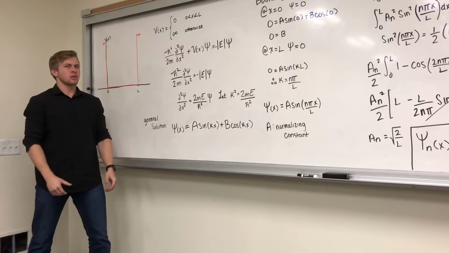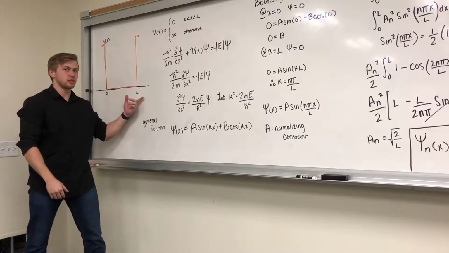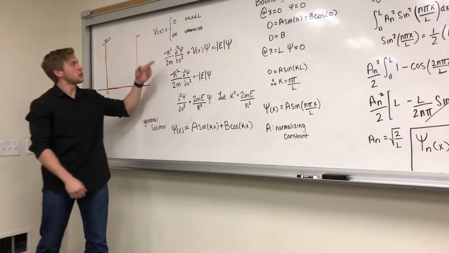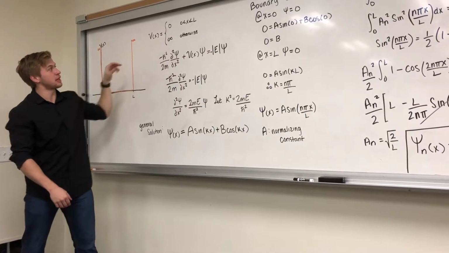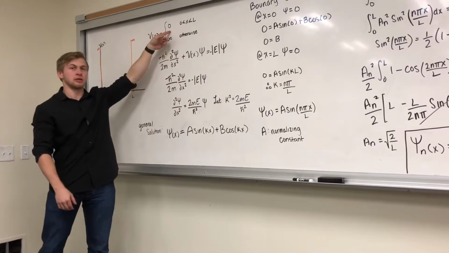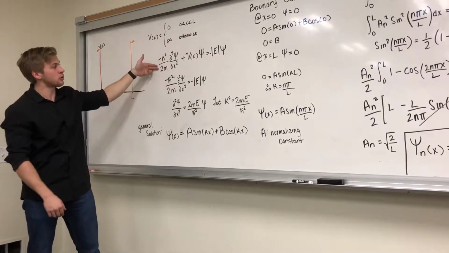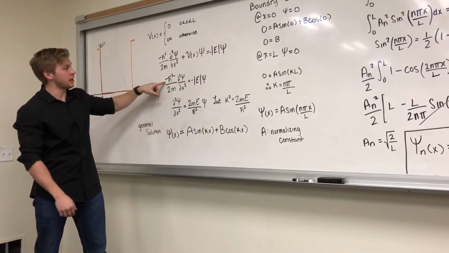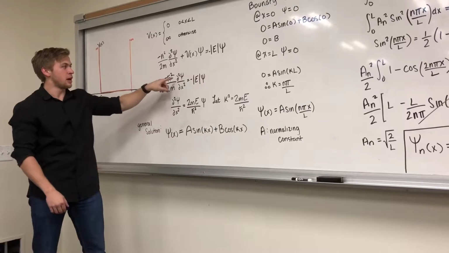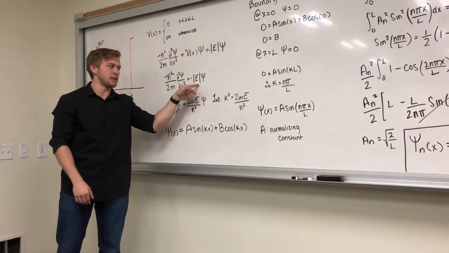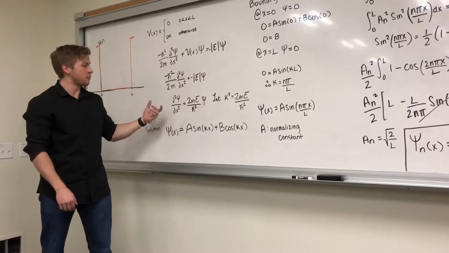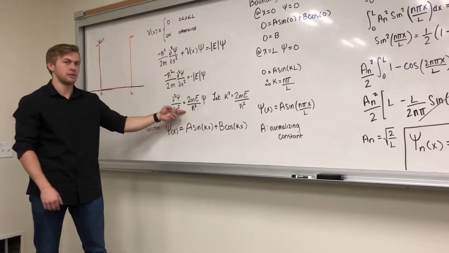1. From what we know of an infinite potential well, or particle in a box, we know that outside the potential well, our potential is infinity, but inside, it's going to be equal to 0. We can use this in our Schrodinger equation to find that negative h bar squared over 2m, second derivative of psi is equal to E psi. We can then move this around to get this expression here.